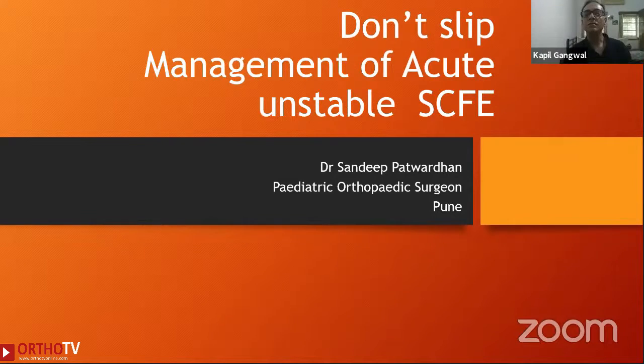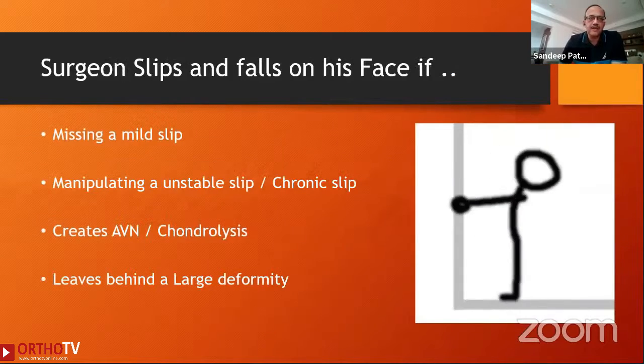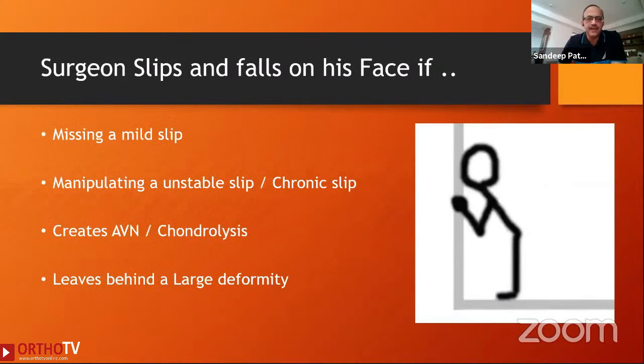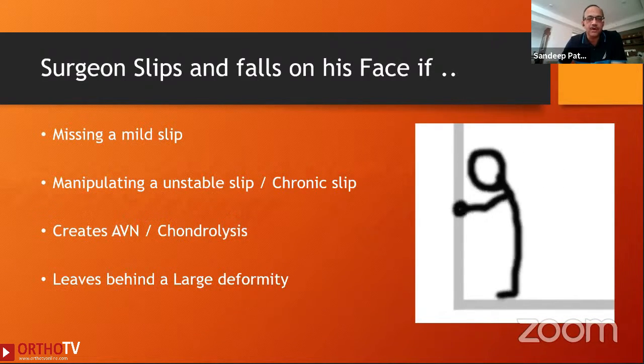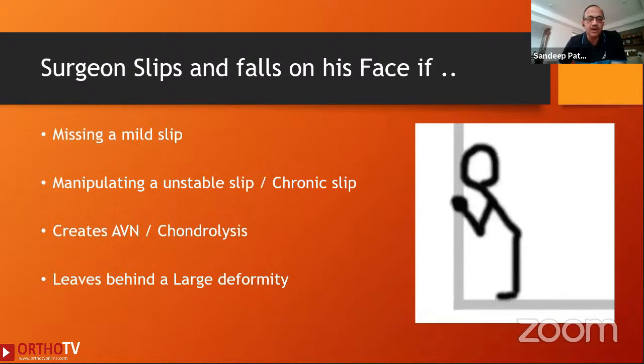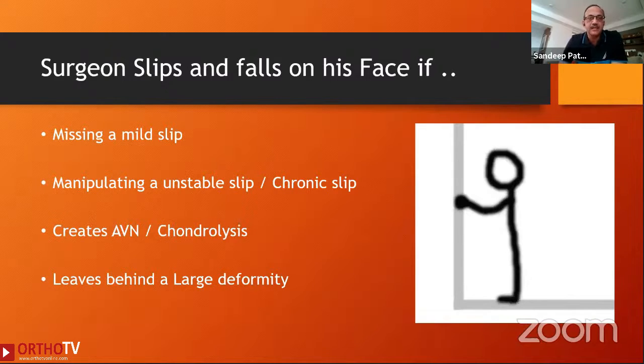Clearly. Yeah, so I'll just talk about management of acute unstable slips and the pitfalls and how I do it. So I feel a surgeon slips and falls on his face if he misses a mild slip, if he manipulates an unstable slip or a chronic slip, if he creates AVN or chondrolysis, or leaves behind a large deformity which is going to cause arthritis.